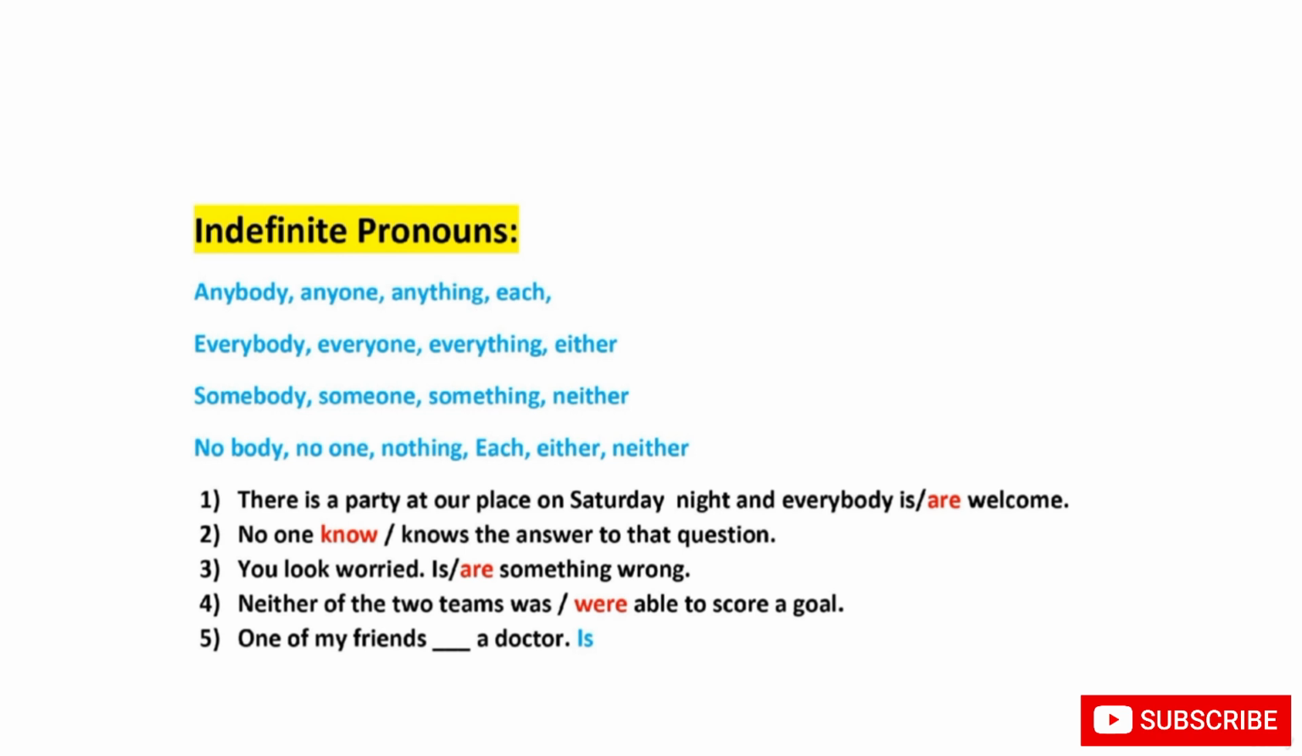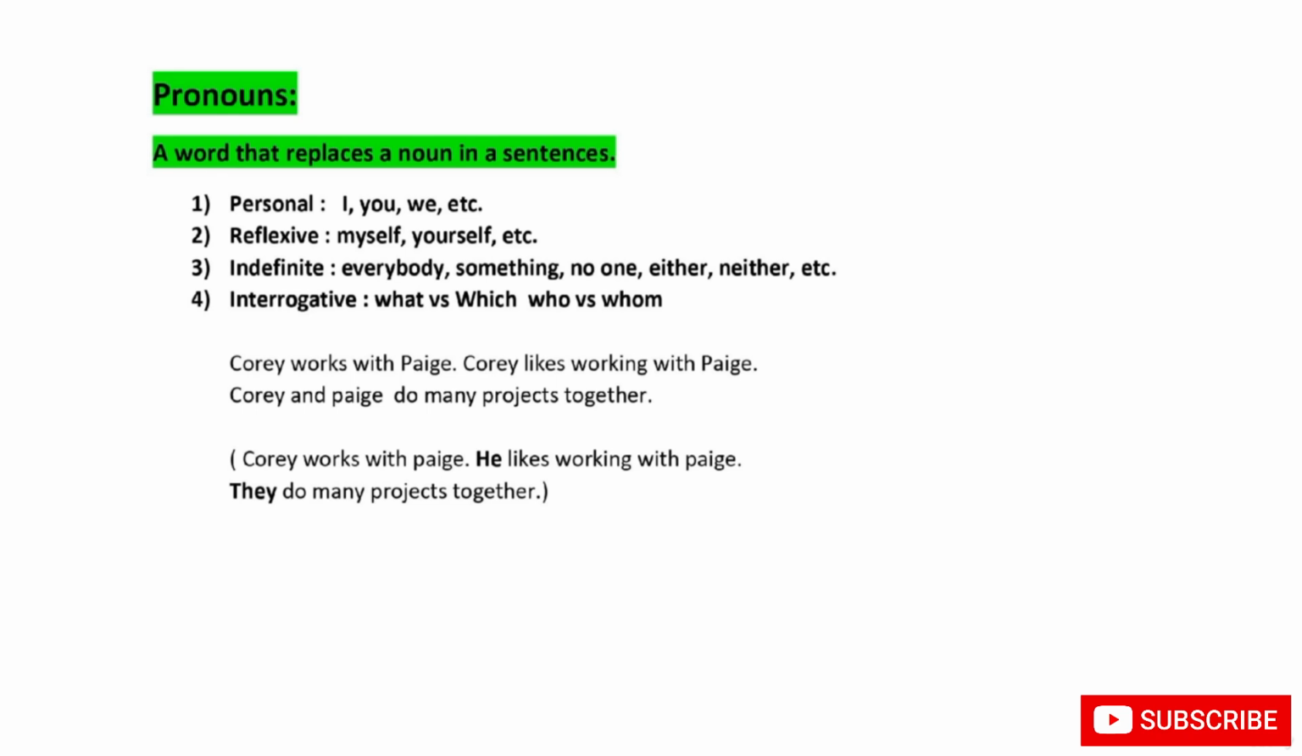Okay, this sentence is similar to another sentence that I want to show you. "One of my friends ___ a doctor." How would you fill in that gap? Well, you have to say, "One of my friends is a doctor." That's because we're talking about one friend, not all of my friends. The subject of the sentence is one, so is. Okay, let's now move on and talk about our final type of pronoun, and that is interrogative pronouns.